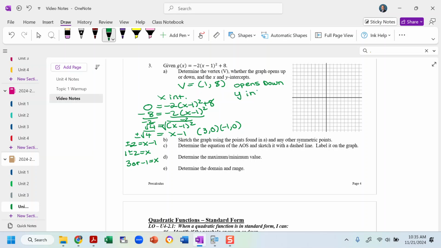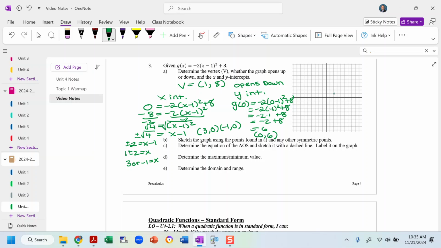The y-intercept, when you put in 0 for x, you get negative 2 times negative 1 squared. So negative 1 squared is 1. So it's going to be negative 2 plus 8, which is positive 6.